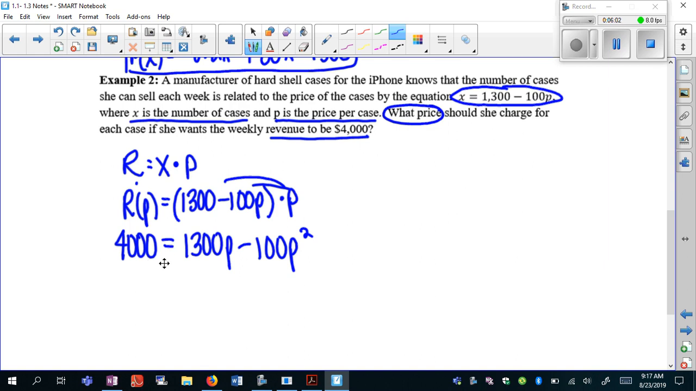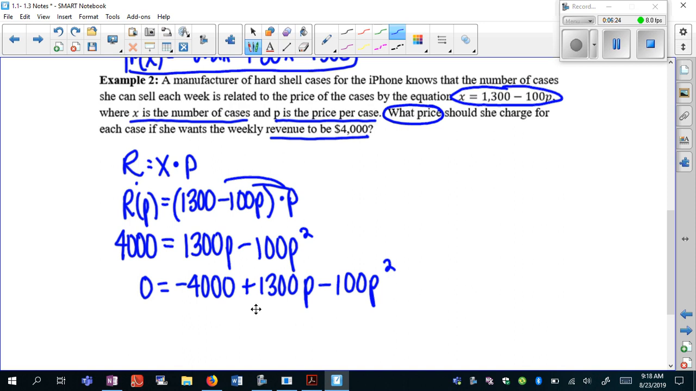Anytime you factor, you got to have it equal to 0. So we're going to just go 0, and I'm going to bring that over. So it's going to be negative 4,000 plus 1,300p minus 100p squared. And then really what I want to do is get this in standard form.